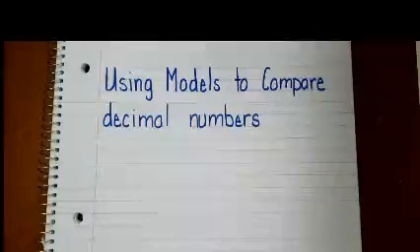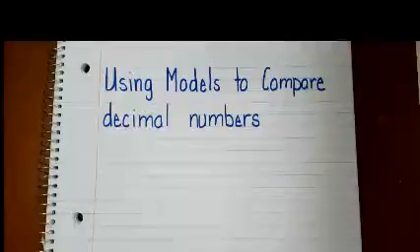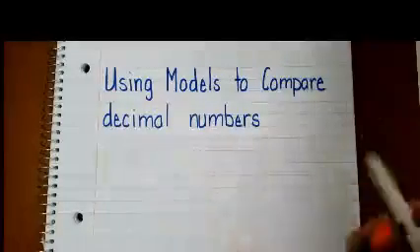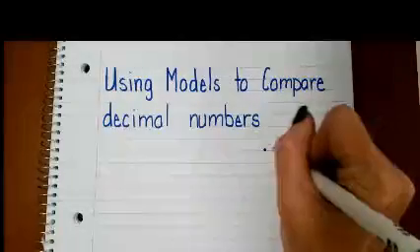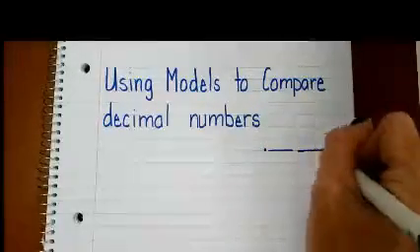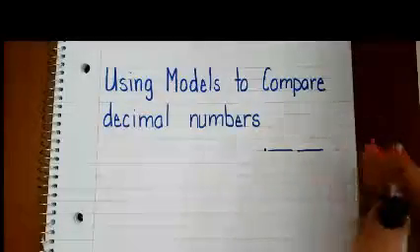This video is using models to compare decimal numbers. So we're working with decimal notation, and in 4th grade we only deal with decimal notation up to the hundredths place. So that's 2 place values after the decimal point, so that does include money.